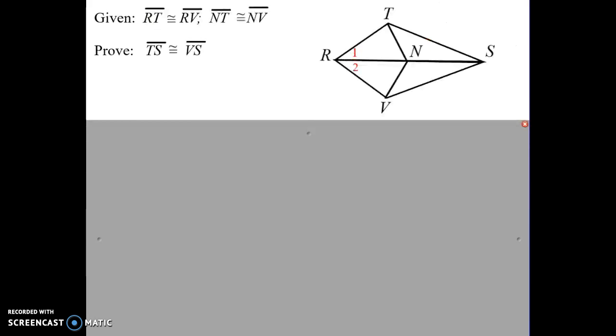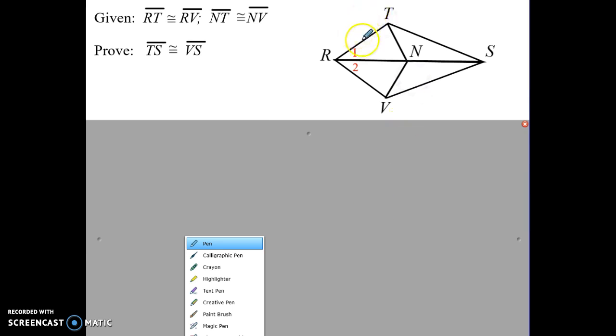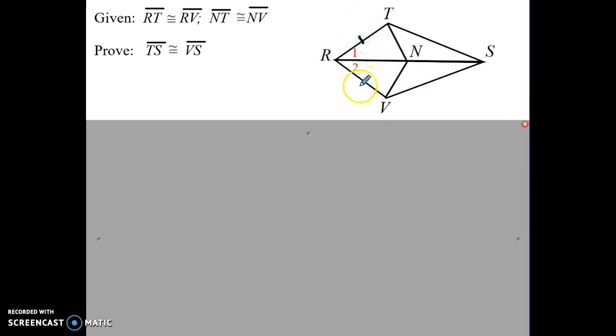Let's try another. You're given that RT and RV are congruent to each other, and NT and NV are congruent to each other. So I'm going to mark up the picture first so that you can see which we're talking about. And what we're trying to prove eventually is that TS, this side, and VS, this side, are congruent to each other. So let's start with the two triangles that we have that are to the left.